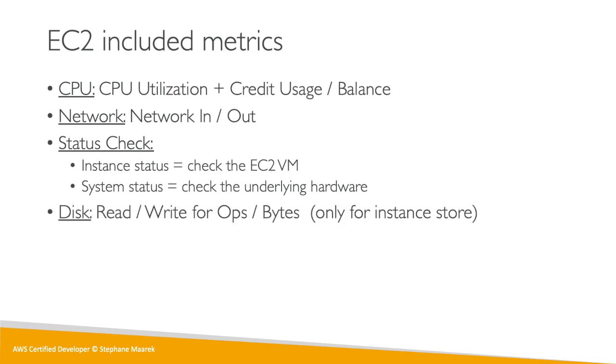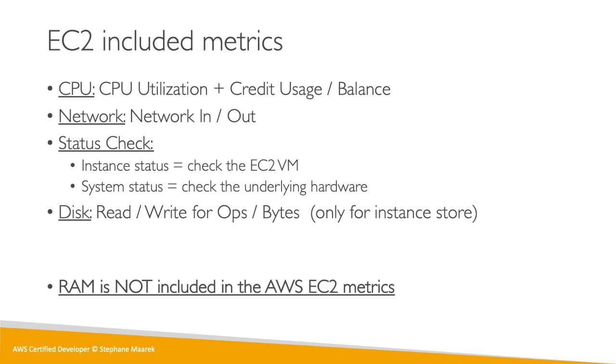Finally, only for instance store backed EC2 instances, we get disk information. We'll get the read and write operations or bytes for our instance store. And finally, RAM is not included in the AWS EC2 metrics. This is a common question on the exam. They ask you, can you get the RAM from CloudWatch? No, you cannot. AWS does not push the RAM usage to CloudWatch. It is for you to push.